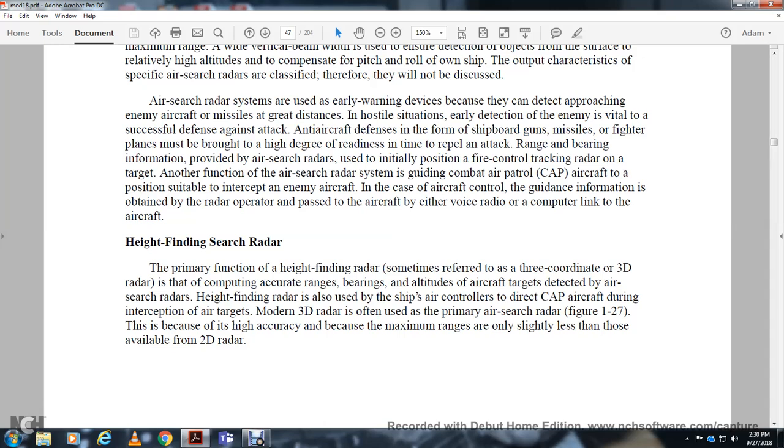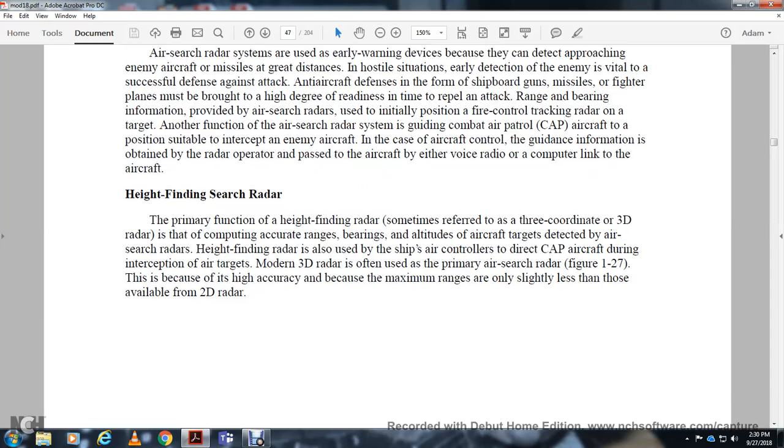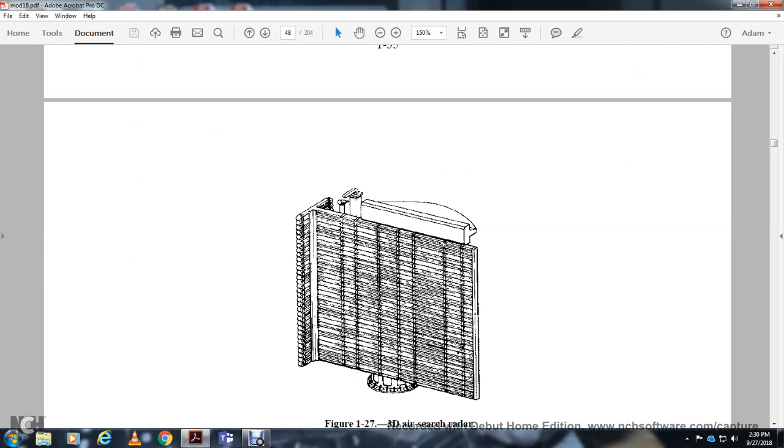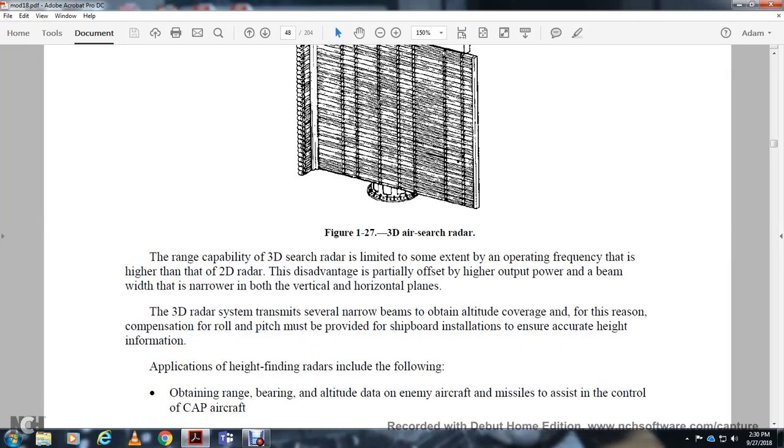the modern 3D radar. It's often used with the primary air search radar, figure 127, but because of the higher accuracy, the maximum ranges are only slightly less than those available to 2D radar. So for the 3D air search radar, the range is limited to some extent by the operating frequency, which is higher than 2D radar.